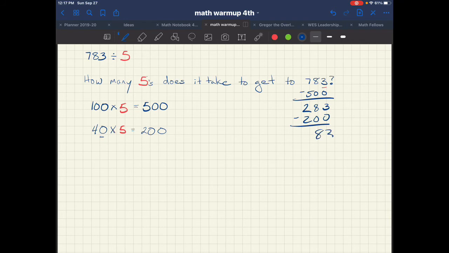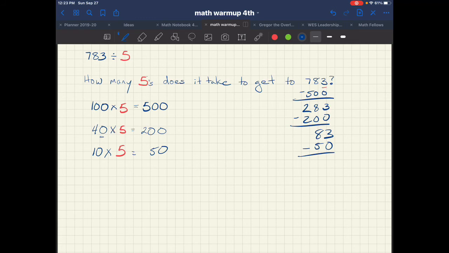I've only got 83 left. How many fives does it take me to get 83? Well, I think this would be a good time to use a 10. I could use, let's see, 10 more fives. 10 times 5 is 50. So now I've gotten rid of 50 more.